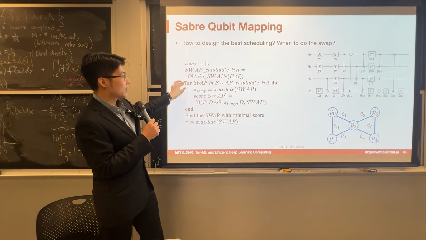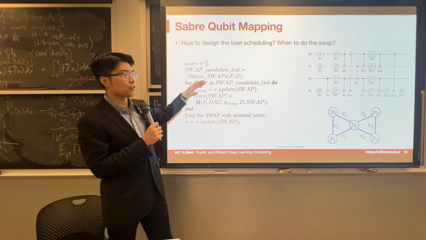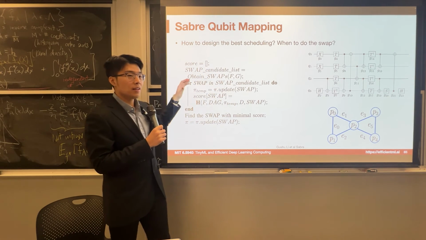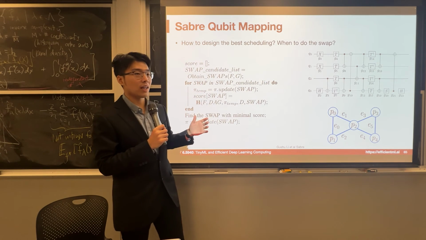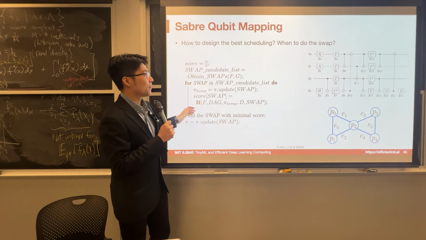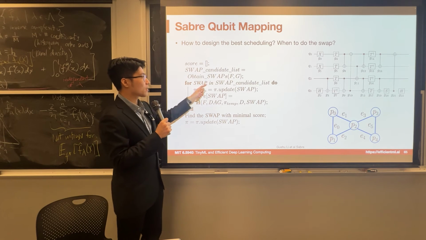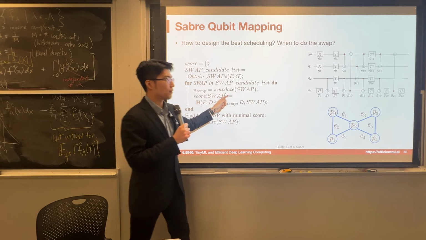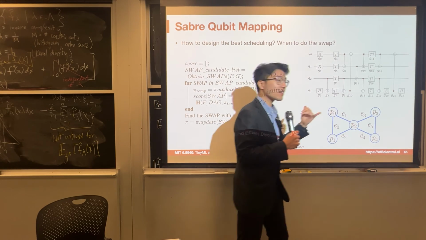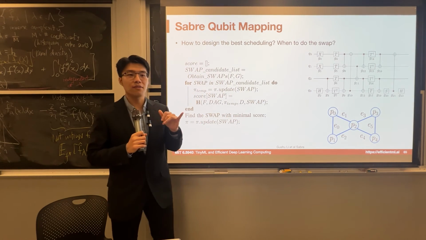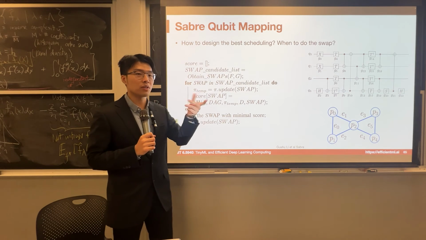The basic idea is that we first do all the gates we can do, and then maybe we find one gate which is between 0 and 3, and we cannot do that. So there will be an iteration over all the swaps that can be done, right? For example, here we can swap 0 and 1, 0 and 2. We have 6 different candidates to do the swap.